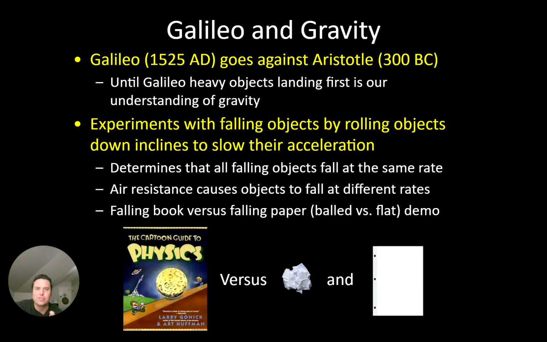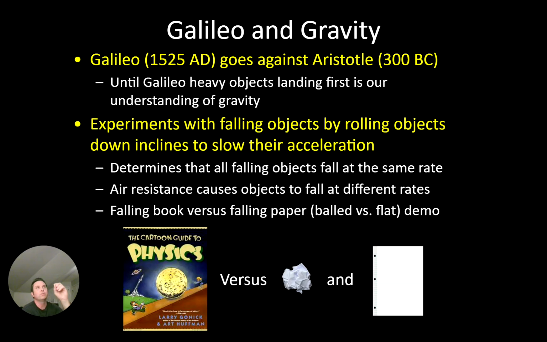Sorry, my little tangent on Galileo. So until Galileo, heavy objects landing first was our understanding of gravity, which again, it makes sense. I drop a book and it lands first before that piece of paper. So what Galileo does is he actually starts, because you can drop stuff, but it happens so fast you can't really tell. He didn't have slow motion cameras, right? There was no way to slow it down until he realized he could roll things down hills, and that would still be gravity accelerating it. He could just slow the effects.